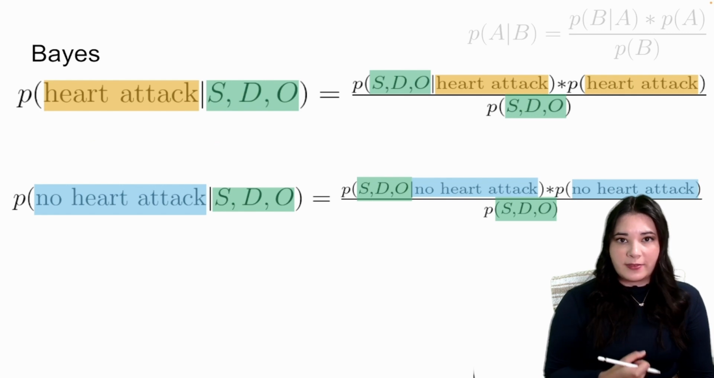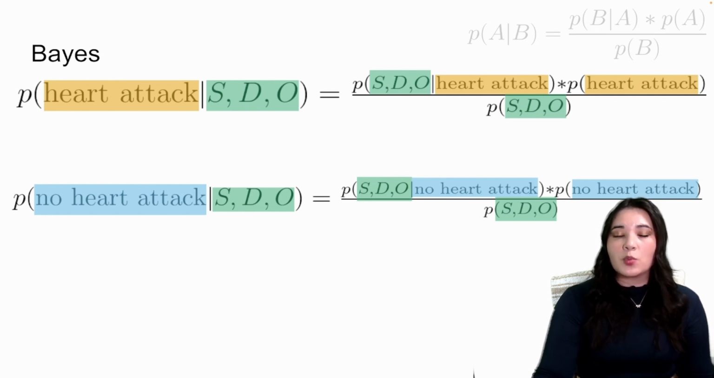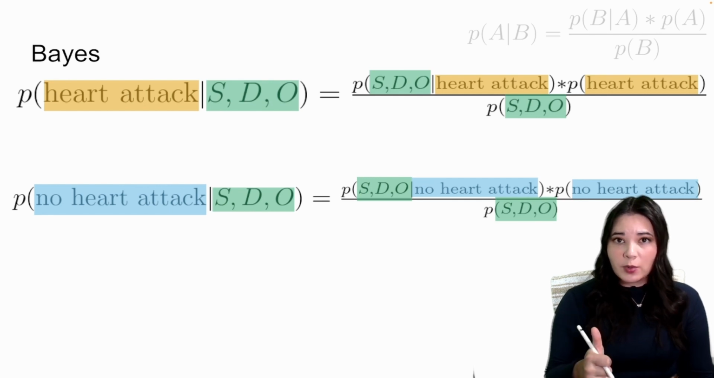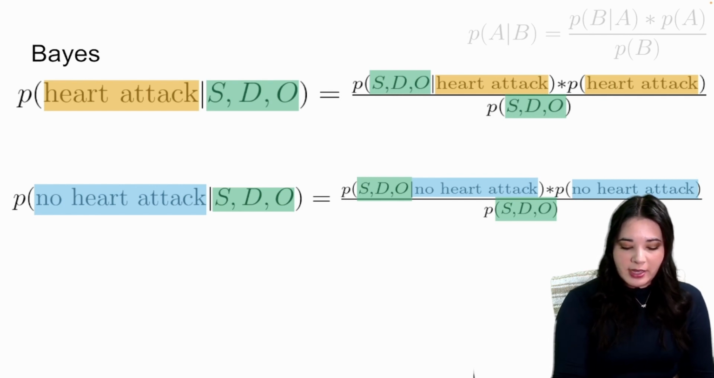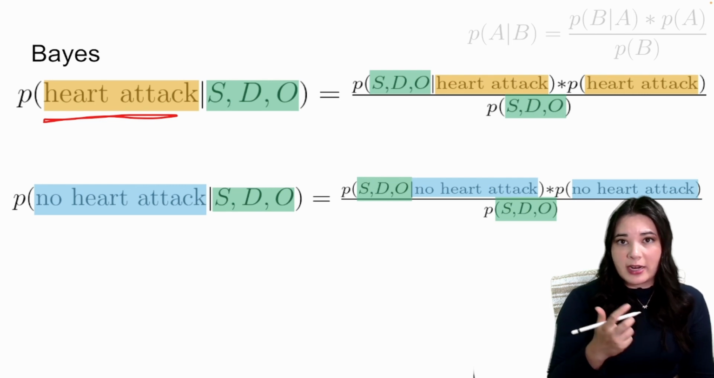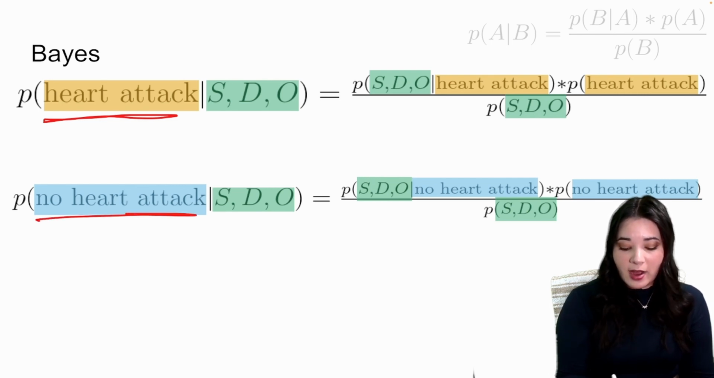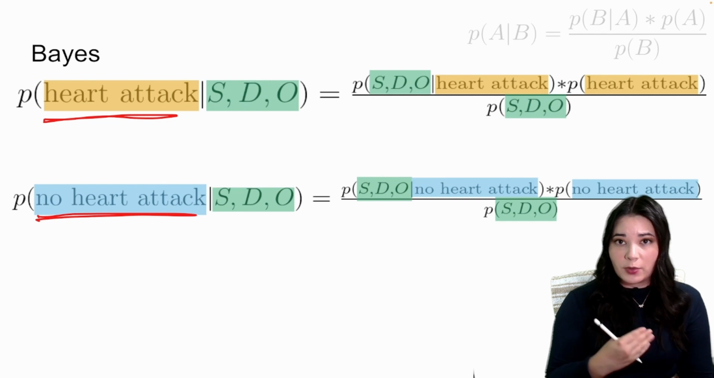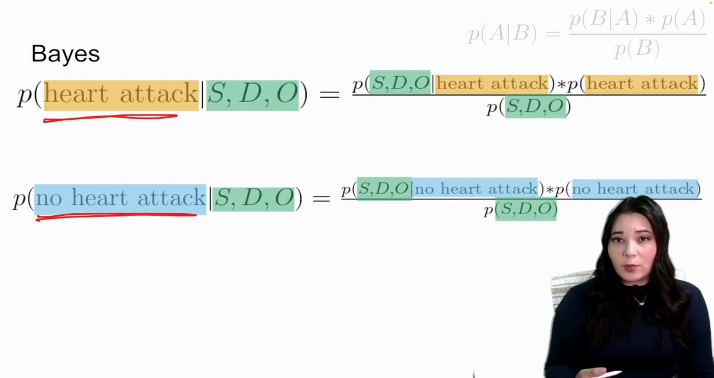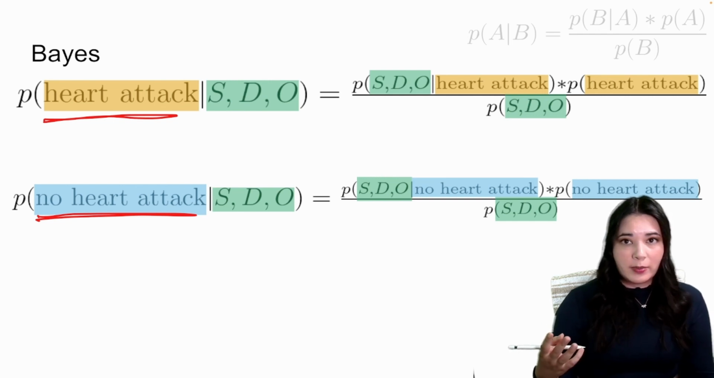Let's look at a specific example. Here we want to predict whether or not someone had a heart attack based on whether they're a smoker, whether they're diabetic, and whether they're obese. Then we can compare those two probabilities. The probability that someone has a heart attack given that they're a smoker, they're diabetic, and they're obese, and the probability of not having a heart attack given that they're a smoker, a diabetic, and obese. Whichever one of these categories has the higher probability is the category we'll classify our data point as.